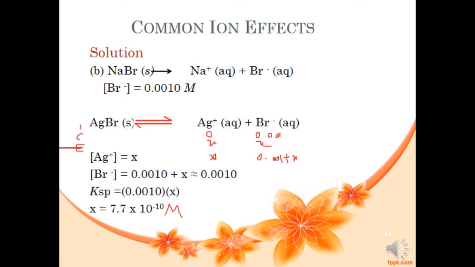Now compare this value with the previous part A. This value is lower than the solubility in pure water. So we can prove that the common ion effect will decrease the solubility of salt.